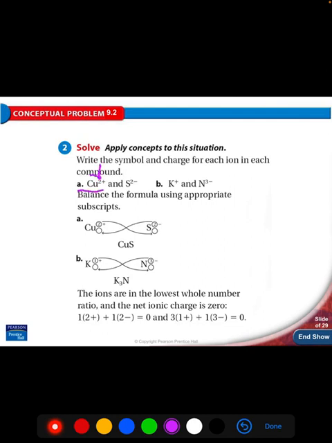And the sulfide, we know sulfur is group 6, and it always has a 2 minus charge. And so these just come together with the formula CuS.